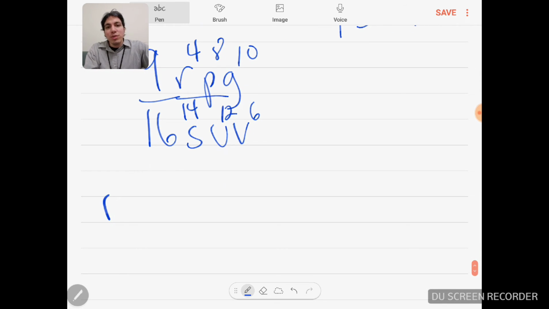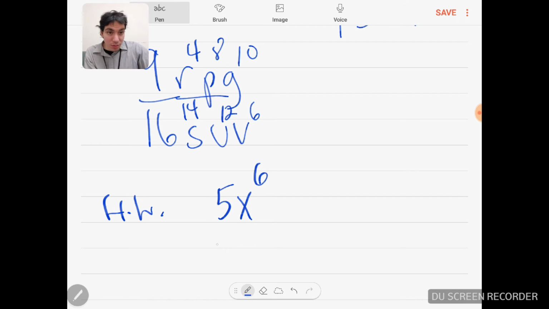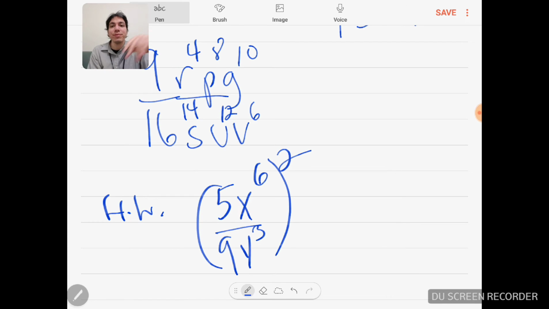So let me give you your homework problem to do, optional homework. 5x to the 6th over 9y to the 3rd, getting all squared.